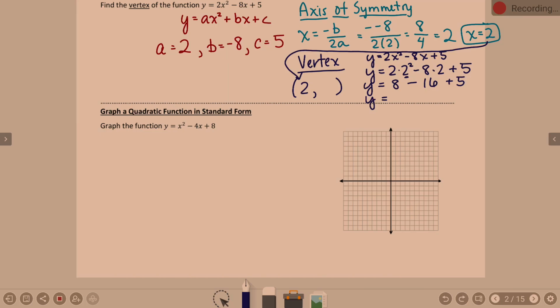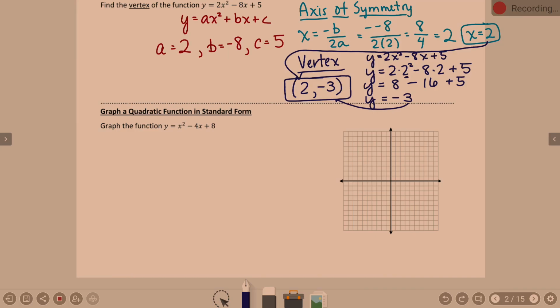Okay? The common mistake there is to do 2 times 2 is 4 and then do 4 squared. But that gets you a much bigger answer. So be careful. Let's see. 8 minus 16 is -8 plus 5 is -3. Fill that in, and I know my vertex is 2 comma -3. Okay. You got the basics.